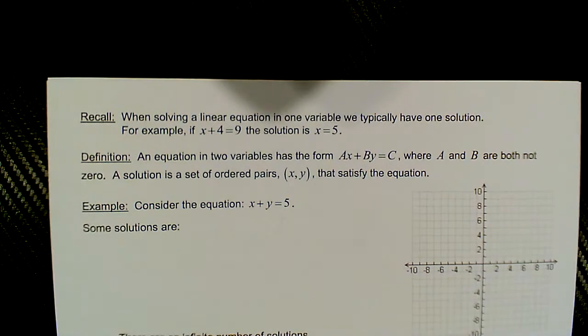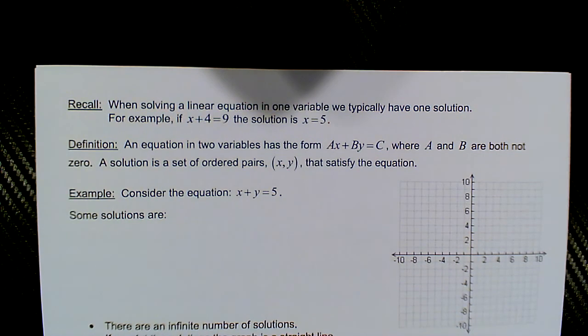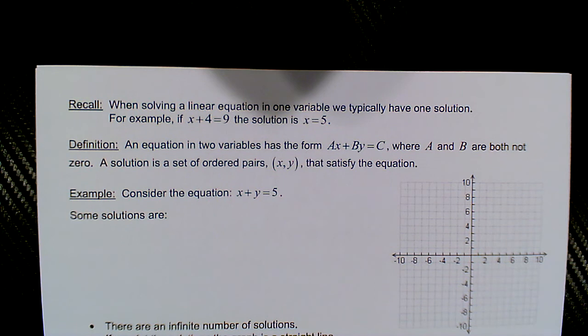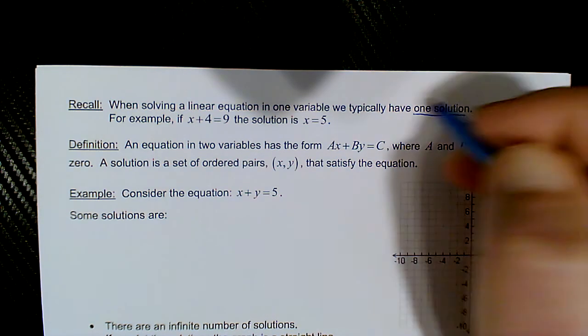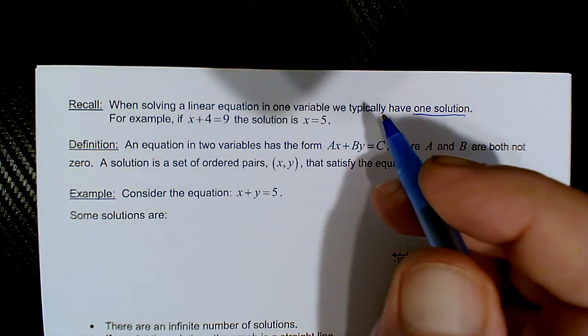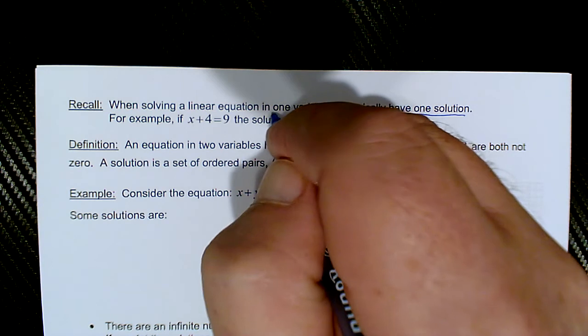So when we solve a linear equation like we did in the last unit test, there was typically one solution. I know we had special cases where there was either no solution or an infinite number of solutions, but typically we had one solution. And we called that a linear equation in one variable.